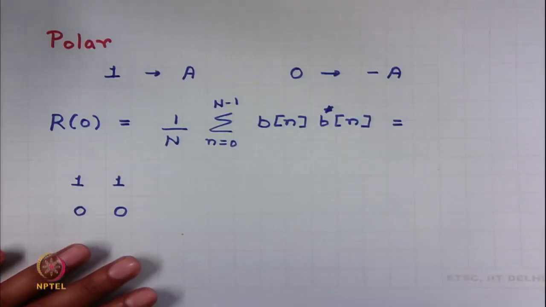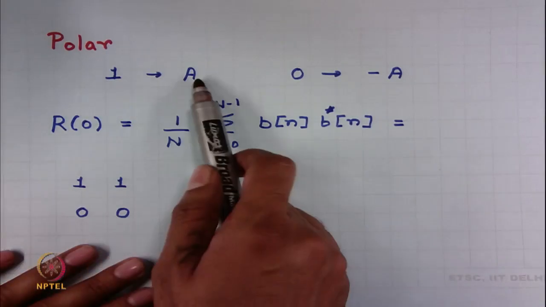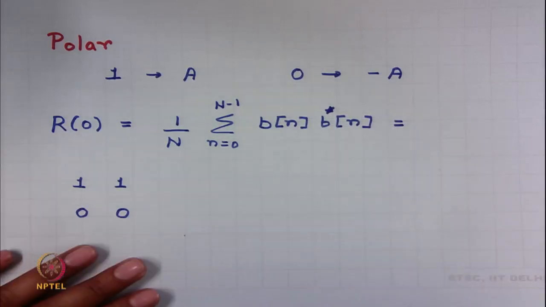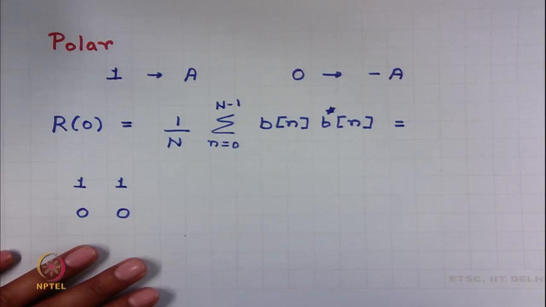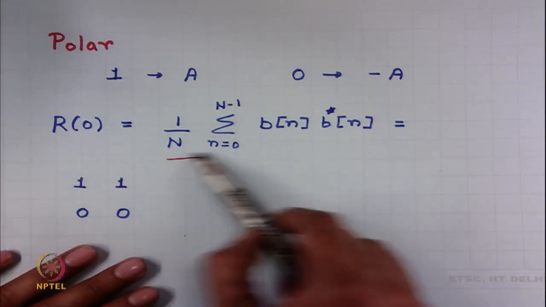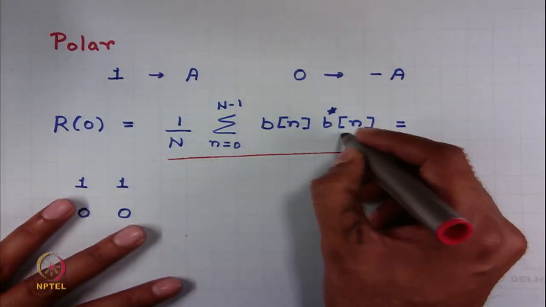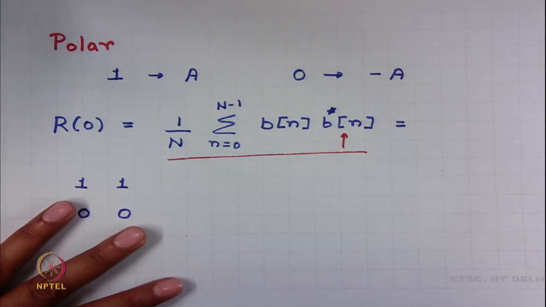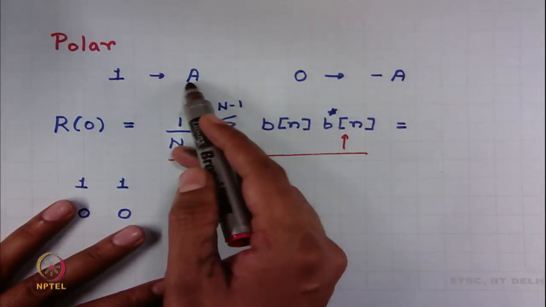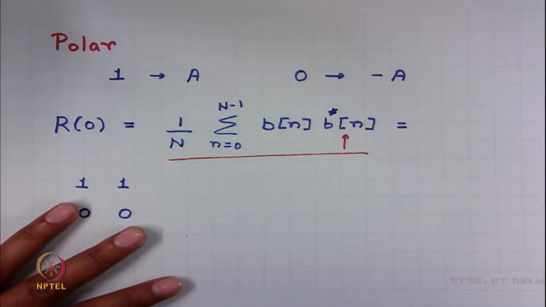Let us see how we can find the power spectral density for the polar signaling scheme, and as I have said I will use this mapping where 1 is mapped to A and 0 is mapped to minus A. The first thing that I need to find is R of 0. What is R of 0? By definition you have to compute this summation. Here the sequence is the same as this sequence, but it comes with the conjugation; because I am assuming that these numbers A are real, if you take conjugation or do not take conjugation, it would not matter.